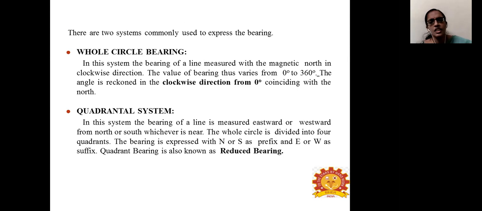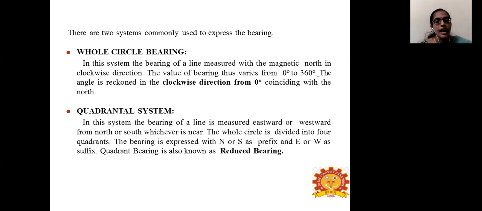In the case of the quadrantal bearing system, it will indicate 90 degrees, so the maximum angle might be 90 degrees only. It will indicate which direction we have measured those angles. Okay, so in the whole circle bearing system, the bearing of a line is measured with the help of magnetic north in the clockwise direction only. This value of the bearing will vary from 0 to 360 degrees, and the angle is measured in the clockwise direction from 0 degrees, starting from the north.